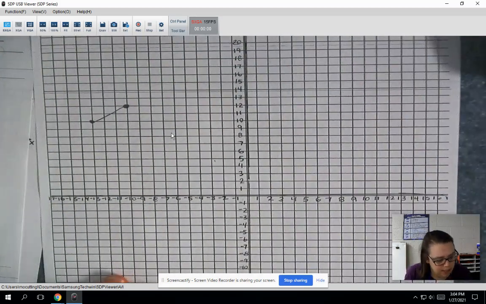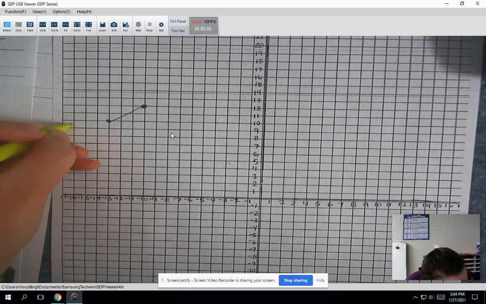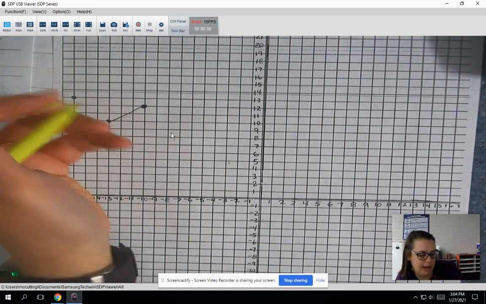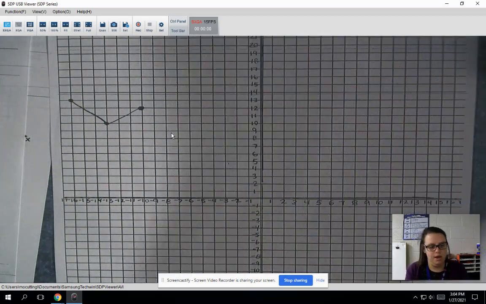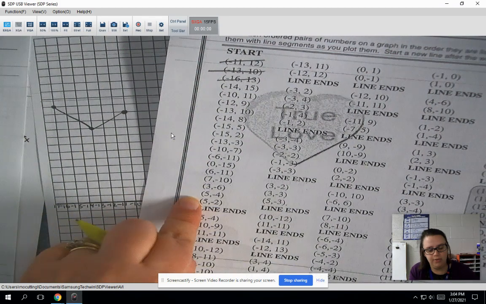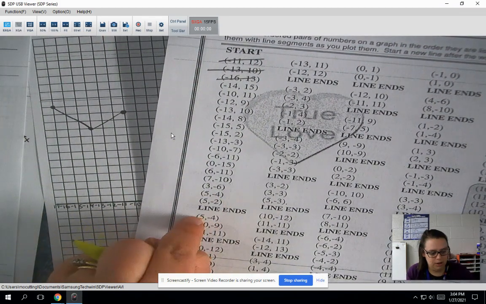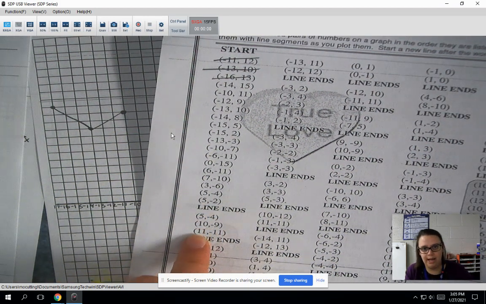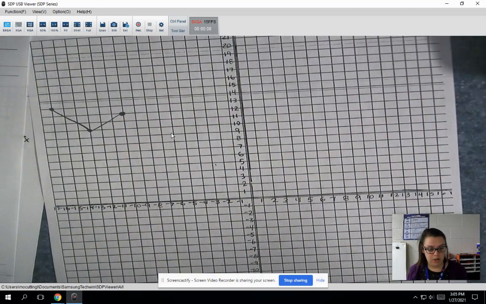-16, 13. Across to -16, up to +13. And I'm still connecting them in order. All right, so all of these are going to be connected until we get down to here, and then it says line ends. So you're not going to connect this one to this next one. So then you're going to connect those 3, and then line ends, and so on. And I think you know what you're doing from there.